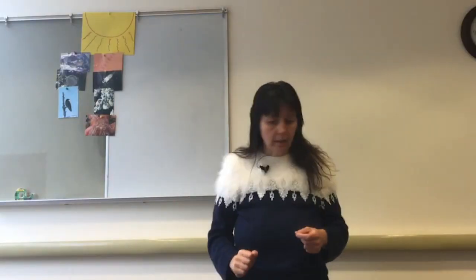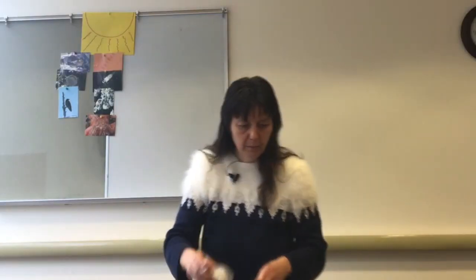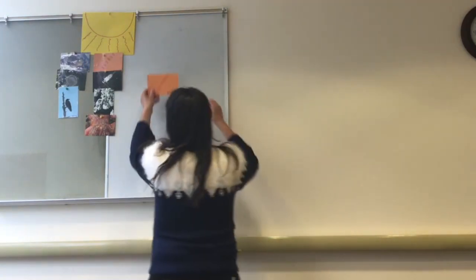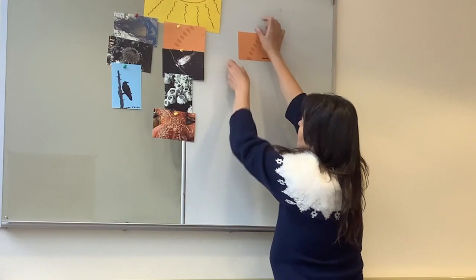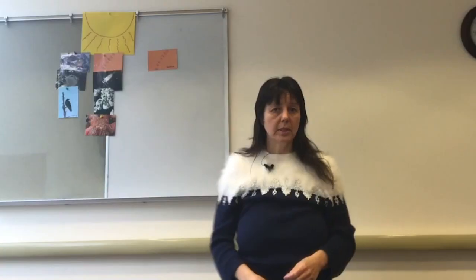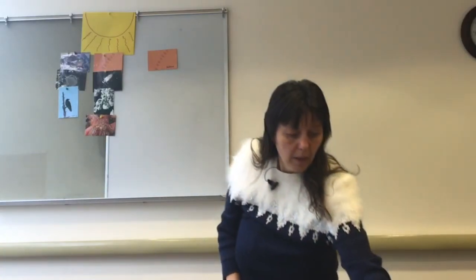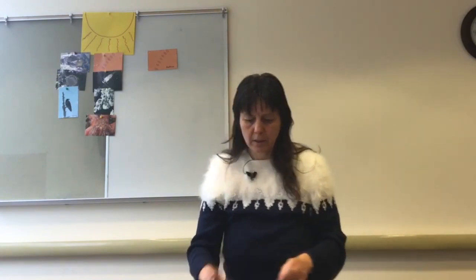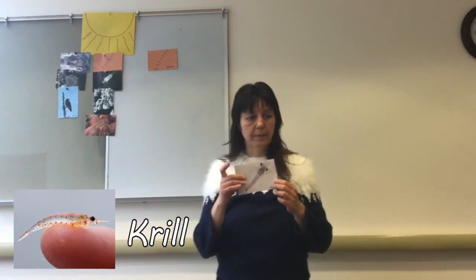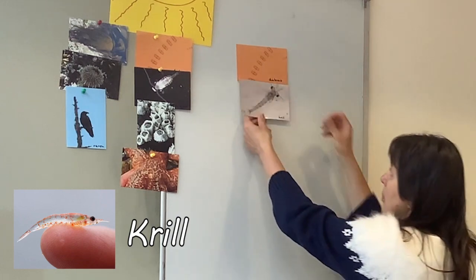Let's try another one. And I will once again use the diatoms to start with. The diatoms that need sunlight to grow. And this time I'm going to use a different kind of plankton. This is called a krill. It's also a very common plankton.